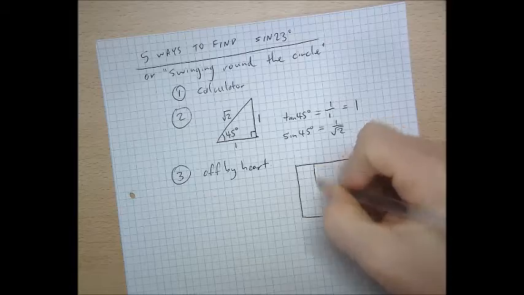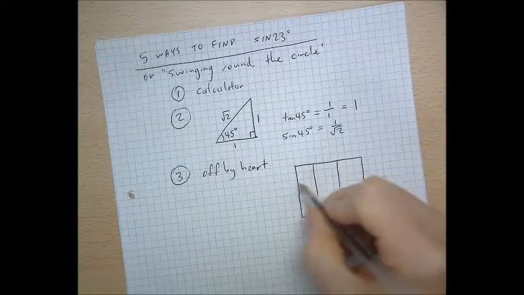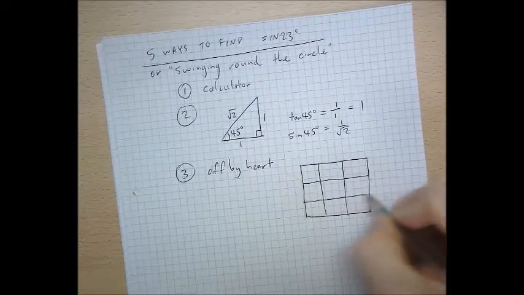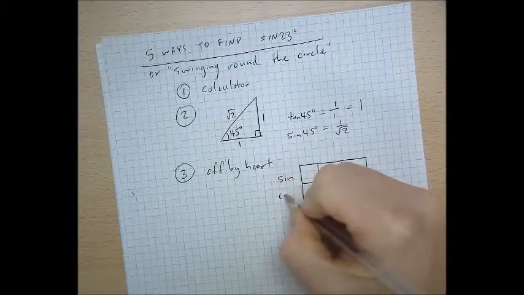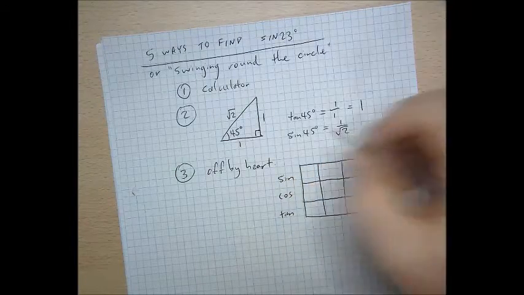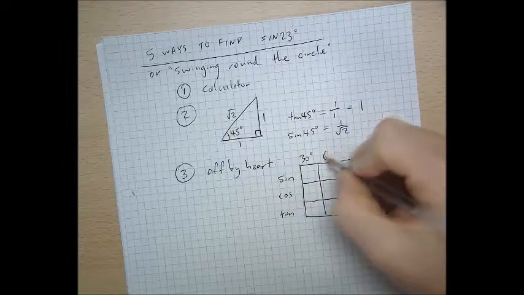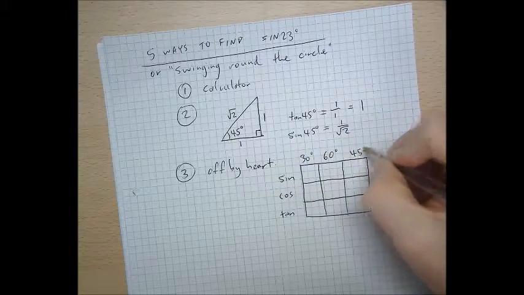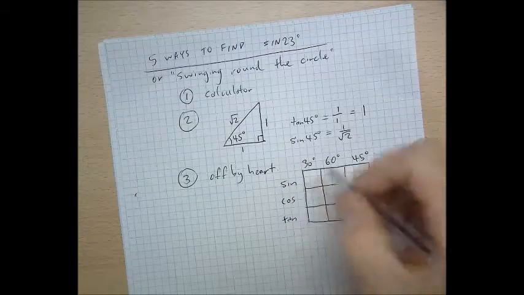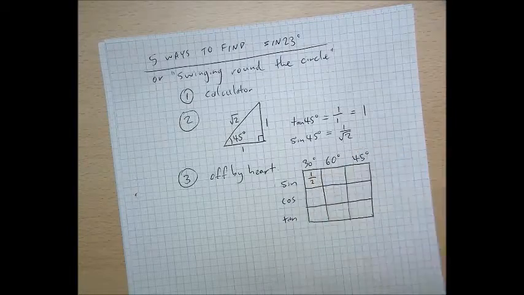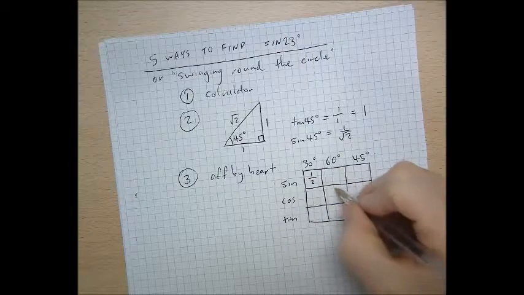some teachers encourage students to know at least 9 of these off by heart. And those 9 are sine, cos and tan of 30, 60 and 45. So I'm an example of a teacher like that. I say to students that they must learn that sine 30 is a half. They must learn that cos 60 is the same thing.